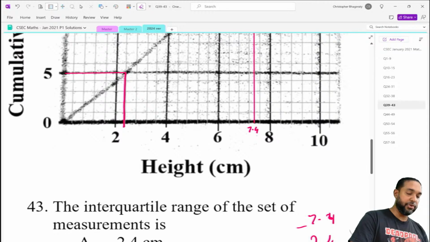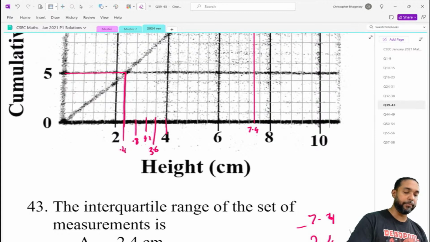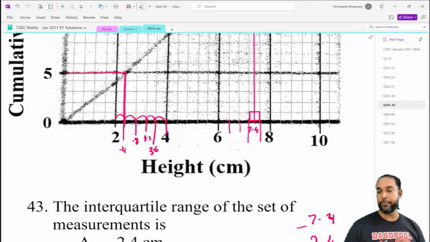So this would be 2.4, 2.8, 3.2, 3.6, and then a 4. So each small block is a 0.4 jump. And then for this one, we end up halfway between, right? So there's 6.4, 6.8, 7.2, 7.6. So halfway between 7.2 and 7.6 is 7.4. Okay, yeah. All right.